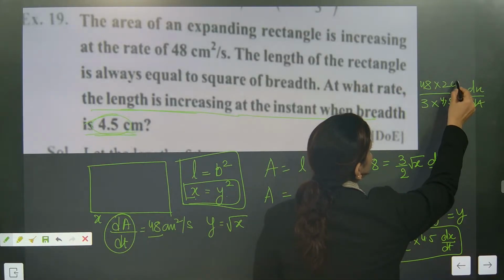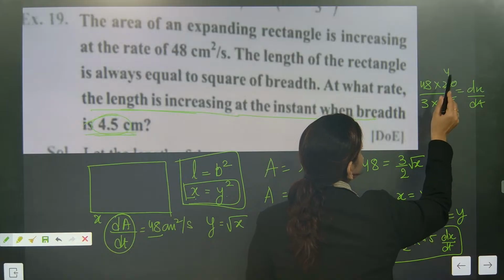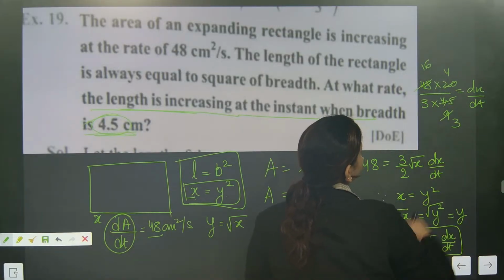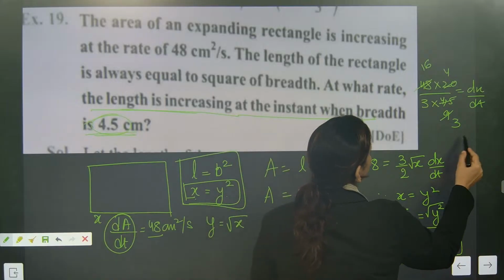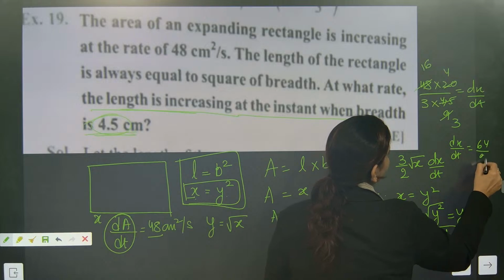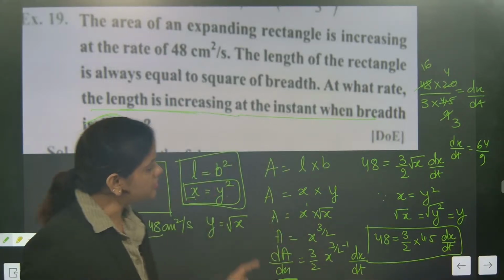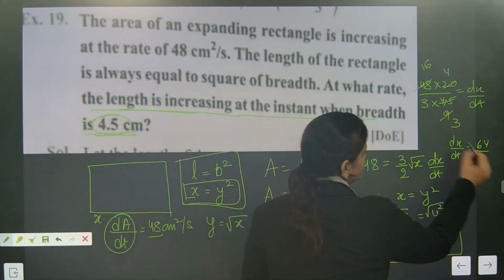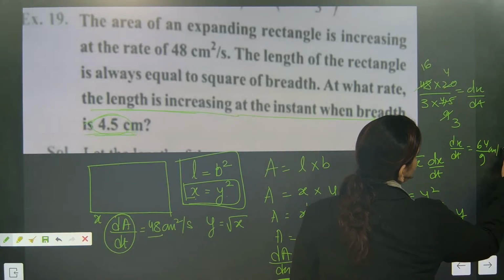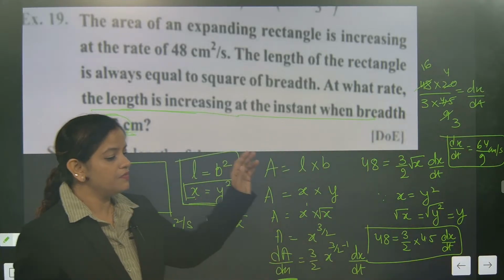So the moment this goes, 20 will come, 5, 9, 45, 5, 4, 20, 9. Here 3 ones are 3, 3 6s are 18, 3 3s are 9. Understood or not? So dx by dt will come how much? dx by dt is equal to 64 by 9. Rate of change. I rest my case. This is exactly the way, 64 by 9. So what is the rate of change coming? 64 by 9 centimeter per second. This is the rate of change of length. So the length is increasing at this rate.